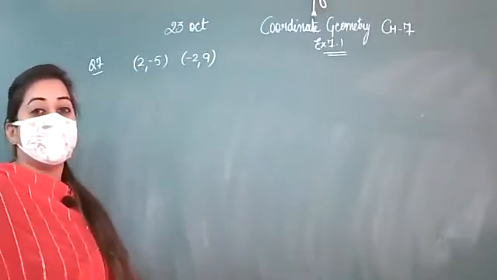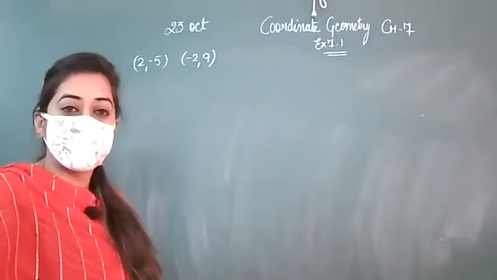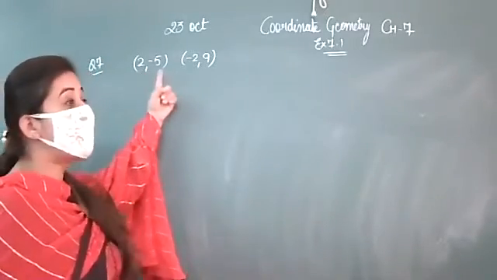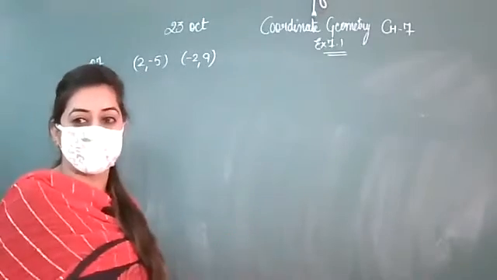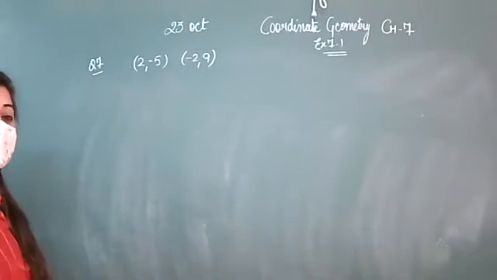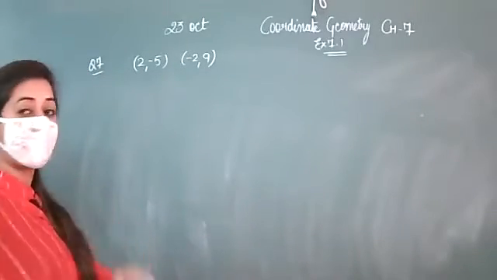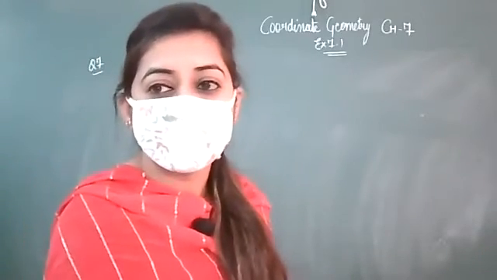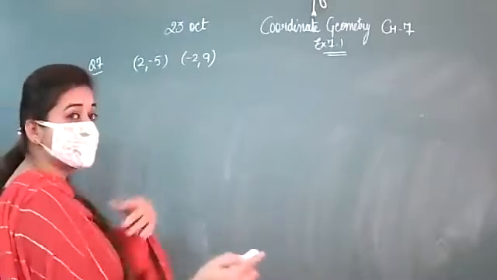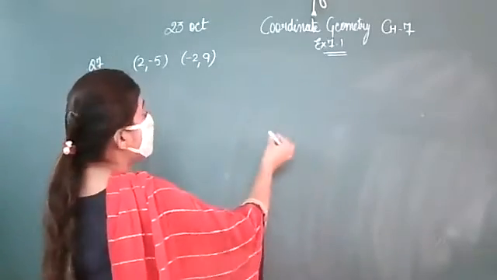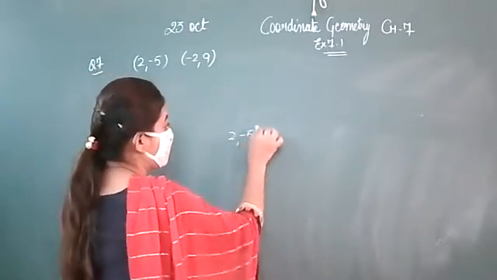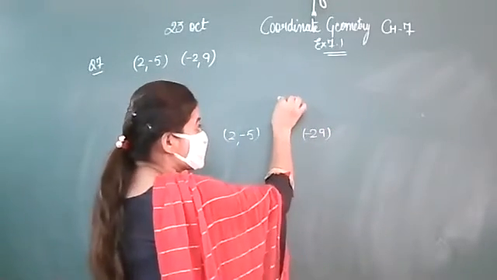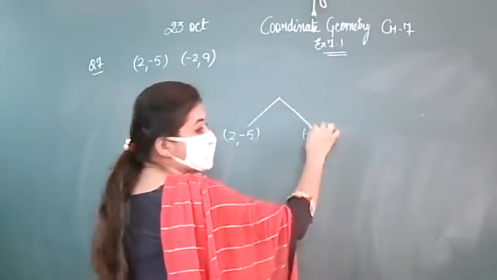Yes, beta. In question number 7, you have to find one point on x-axis which is equidistant from 2, minus 5 and minus 2, 9. आपने एक ऐसा पॉइंट निकालना है जिसका डिस्टेंस इन दोनों पॉइंट से सेम है. अब देखो बेटा, आपने इस क्वेश्चन में जो आपको कह रहा है, इस क्वेश्चन का क्या मीनिंग है कि आपके पास ये कोई दो पॉइंट दे रखे हैं, आपने एक ऐसा पॉइंट निकालना है जिसका गैप इन दोनों पॉइंट से सेम है.